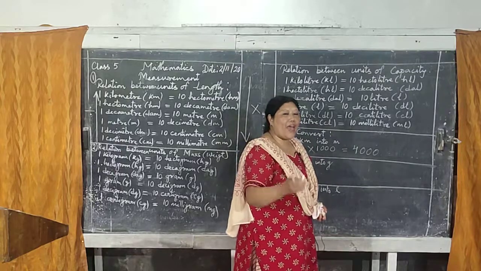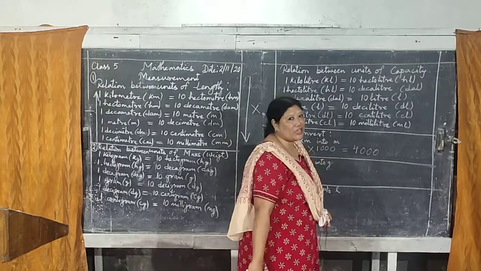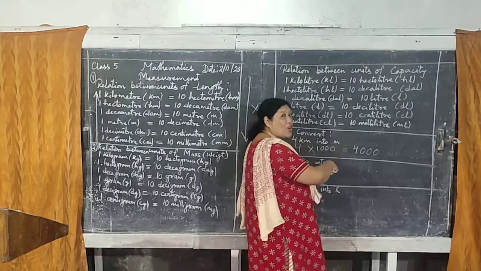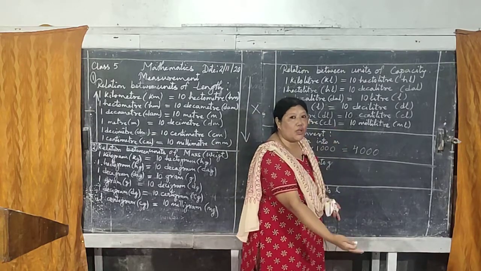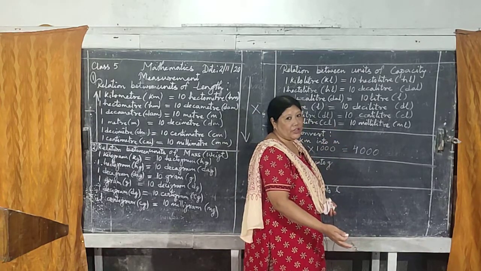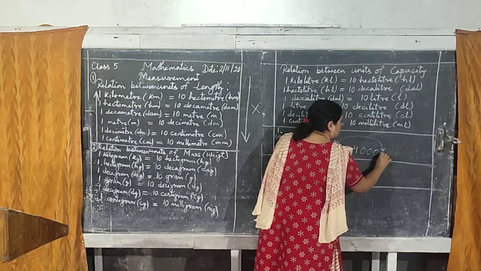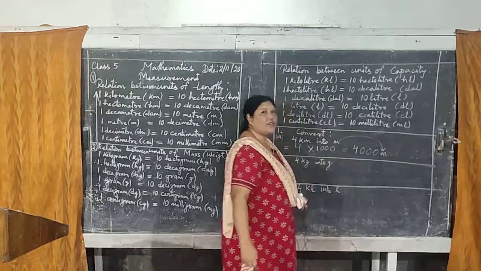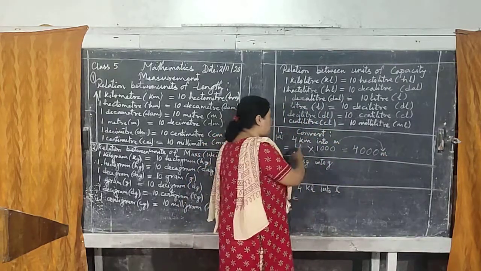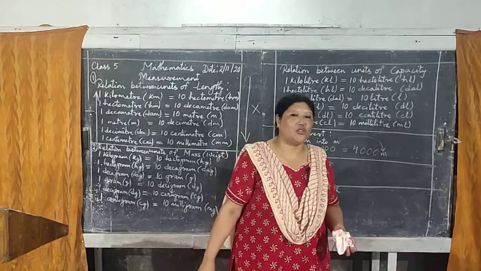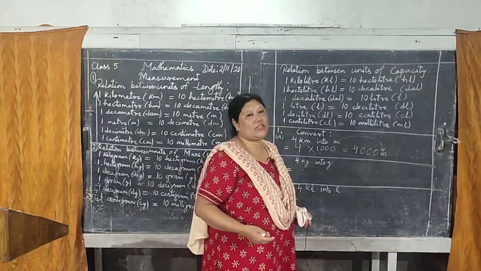And don't you ever forget to write the unit. Unit is very important. What have you converted into? Into which unit have you converted? That unit, remember to write here. You have converted into meter. Now you know 4 kilometer equal to 4,000 meter.